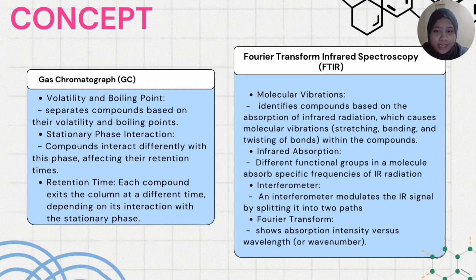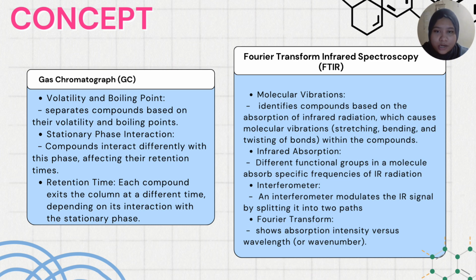So GC is a technique used to separate volatile compounds in a mixture. A sample is vaporized and carried by an inert gas known as mobile phase through a column packed with a stationary phase. Compounds separate based on their boiling points and interaction with the stationary phase.